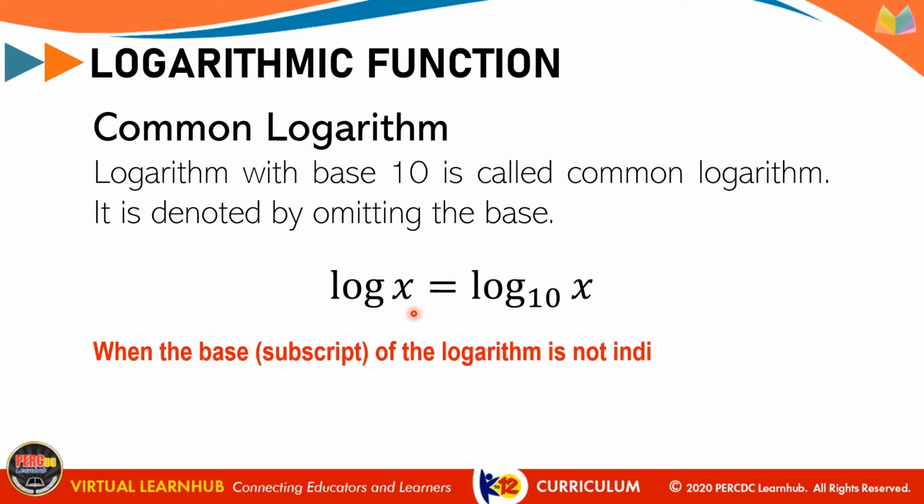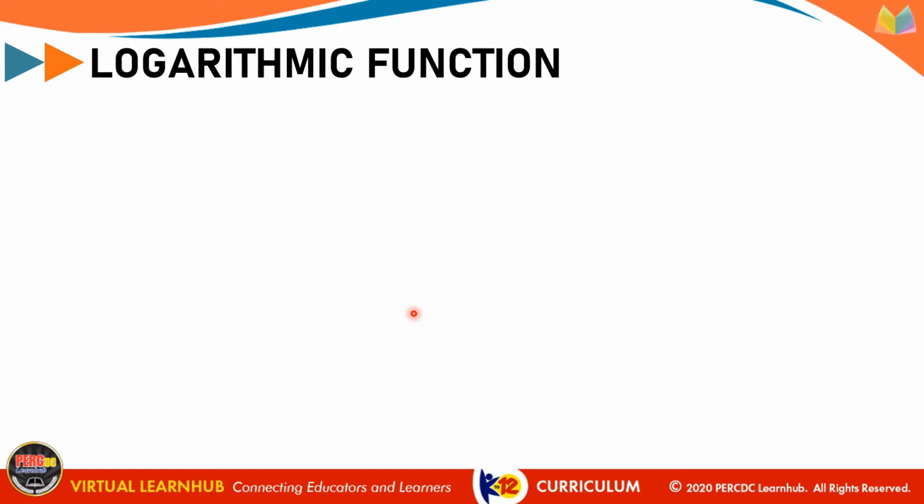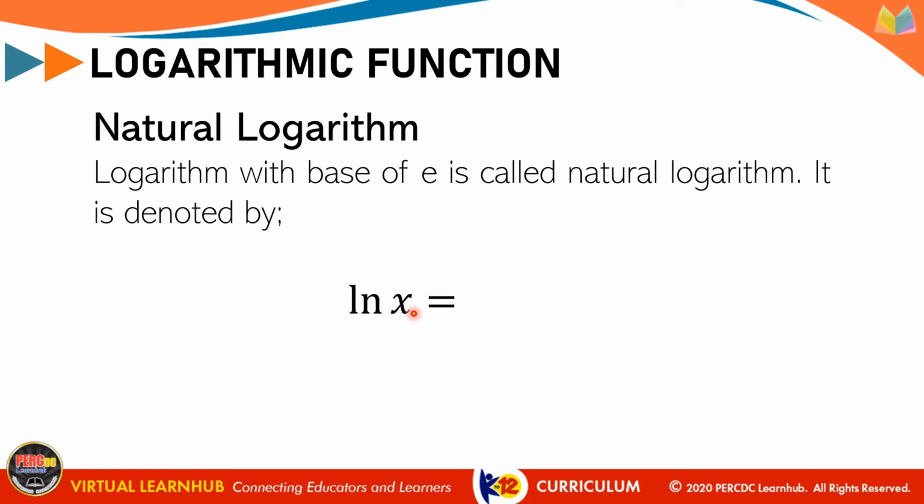Again, when the base or the subscript of the logarithm is not indicated, it means it is 10 or a common logarithm. Also, common logarithm is also known as Briggsian logarithm. Another commonly used logarithm is the natural logarithm. Logarithm with base of e is called natural logarithm. It is denoted by ln of x equals log of x to the base e. ln is the same as logarithm with base e.